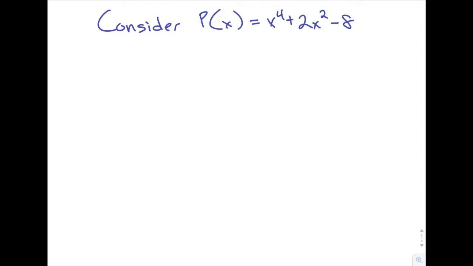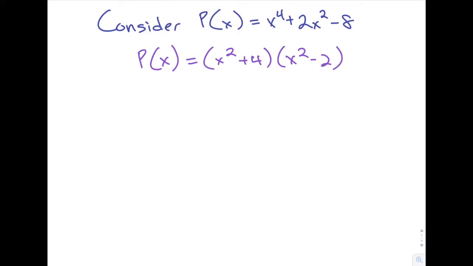And lastly, let's take a look at the polynomial p of x equals x to the fourth plus 2x squared minus 8. Let's factor this. Fortunately, this one is another relatively easy one to factor. I chose these on purpose so we wouldn't have to do the whole rational roots theorem and Descartes' rule of signs and remainder theorem and so forth. But this one could easily be factored into (x squared plus 4) and (x squared minus 2).